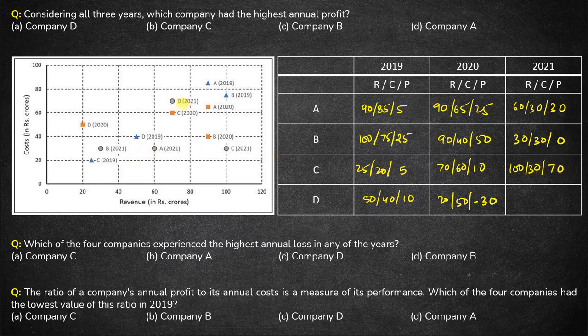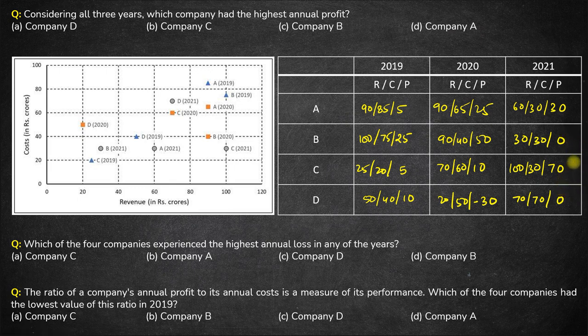And finally, for D in 2021, revenue is 70 and the cost is also 70, right? So you have 70 minus 70. Again, no profit, no loss for D as well. So for both B and D, no profit, no loss in 2021.